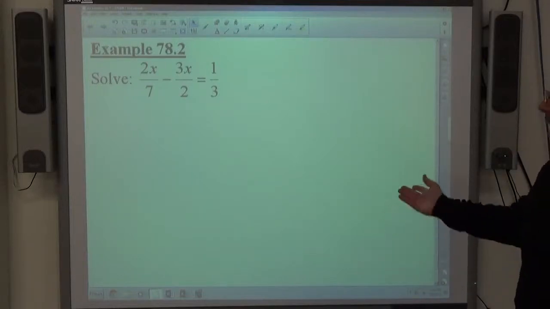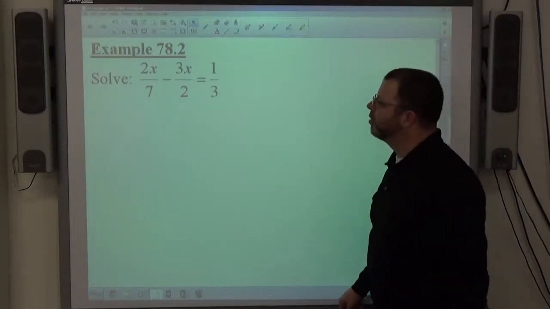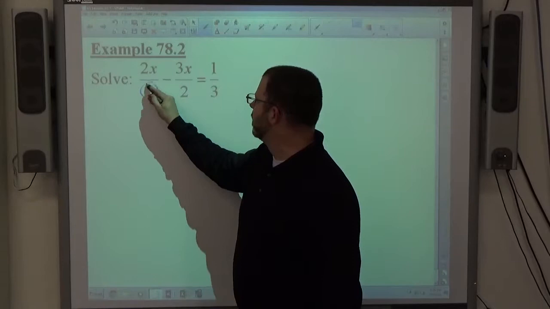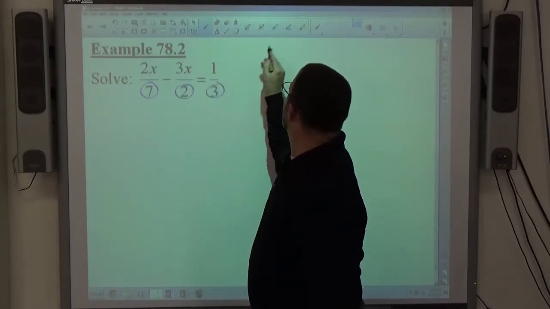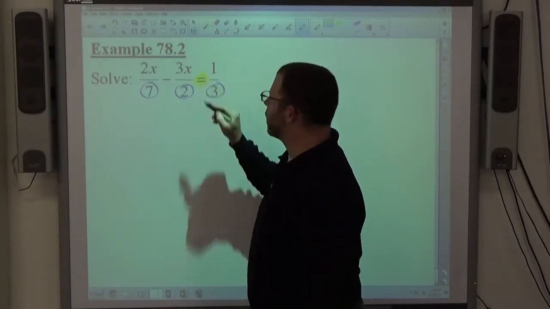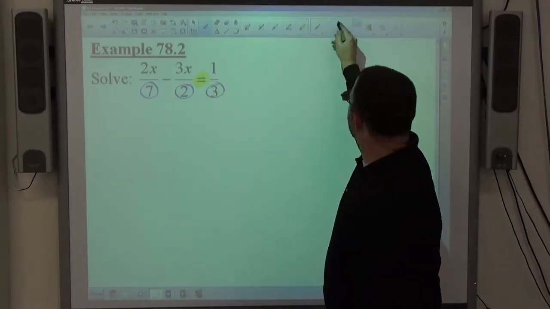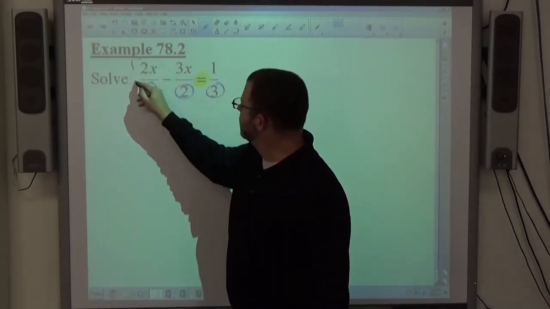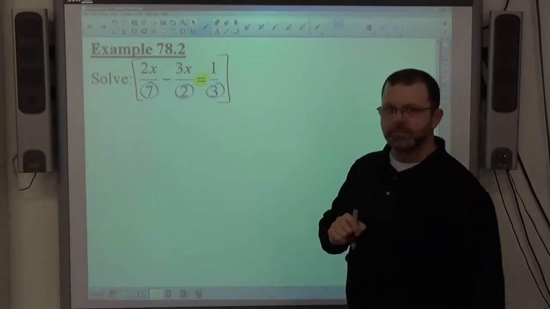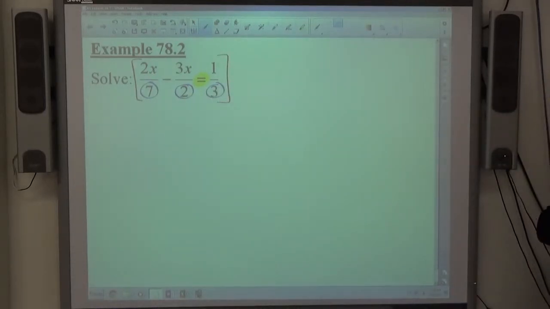Okay, example 2, same type of problem, same issue. We have denominators of 7, 2, and 3, and there is an equal sign present, which means getting rid of fractions is legal and advised. So the least common denominator of 7, 2, and 3 is what? 21. No. Just kidding. 42.